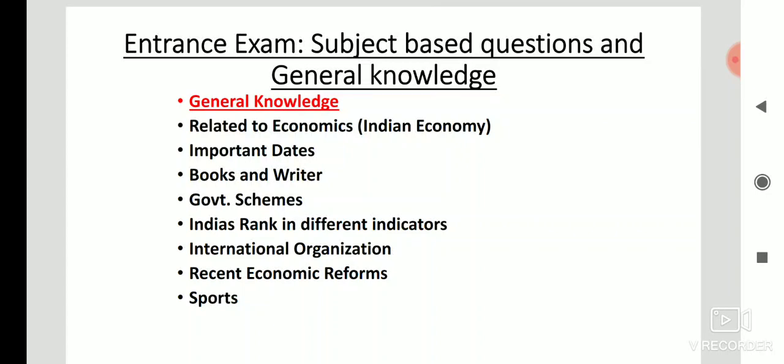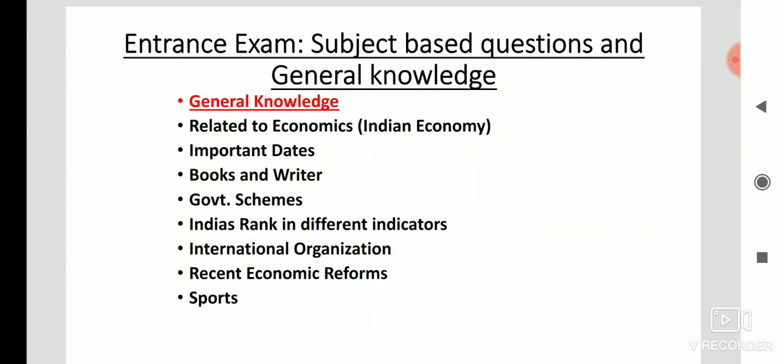Then questions may come from important dates, like important national and international dates. That is, questions may come as human rights day, world AIDS day, international women's day, international water day, world environment day. These are some of the important dates. Similarly, in case of general knowledge, questions may come from books and writers, famous books or famous writers and their books.